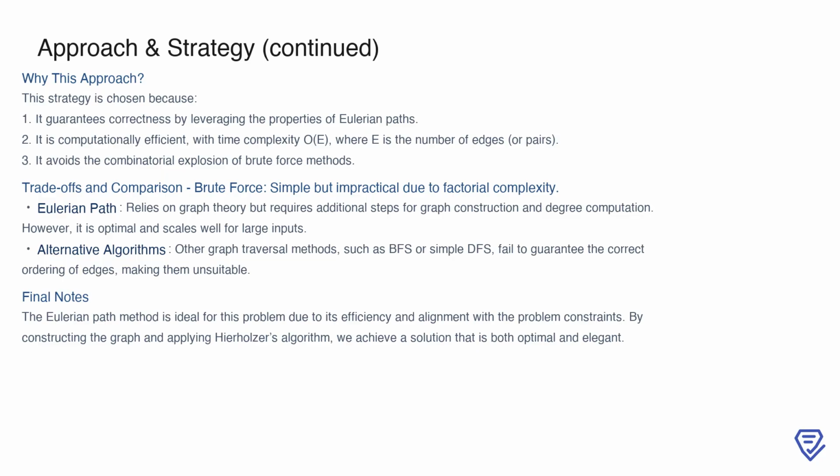While the Eulerian path method does involve additional steps like graph construction and degree calculation, these are straightforward and necessary to achieve optimal performance. Alternative methods, such as simple breadth-first or depth-first search, may traverse the graph but fail to guarantee the correct ordering of edges, making them unsuitable for this problem. In contrast, the Eulerian path approach aligns perfectly with the problem's constraints and ensures all pairs are used exactly once in the correct order. By using Hierholzer's algorithm, we achieve a solution that is both elegant and efficient, making it the ideal choice for this problem.